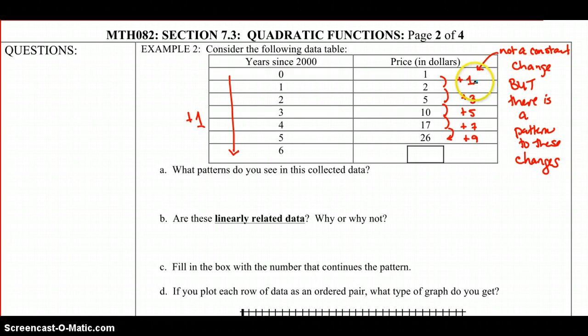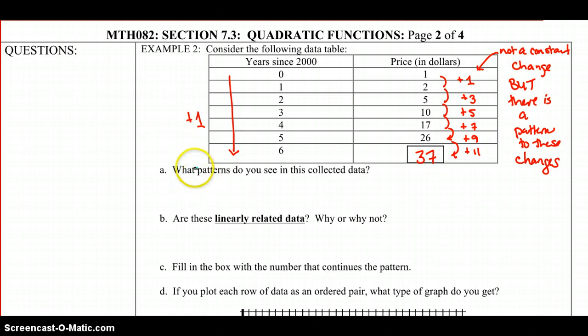Okay. So if we think about the numbers 1, 3, 5, 7, 9, these are all our odd numbers. These numbers are all just 2 digits apart. And so that means our next change number here, to get to the next number in the box, if we continue the same pattern, we would add 11 and get the number 37.